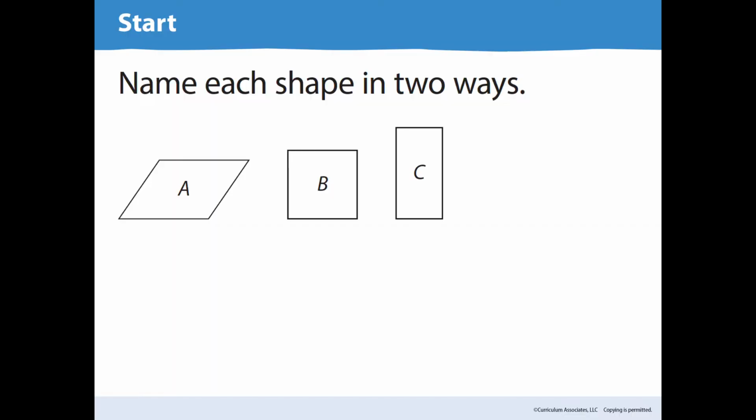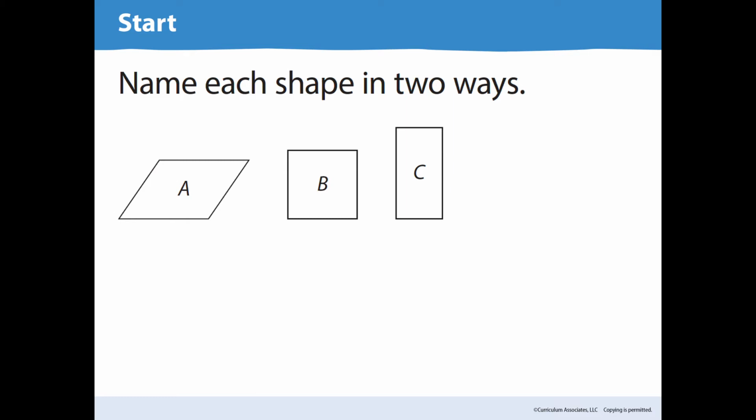To start, name each shape in two ways. So write down your answers and then press play again, and I will give you some ideas here as well. So letter A, we could say that that is a quadrilateral. We could say that it is a parallelogram also.